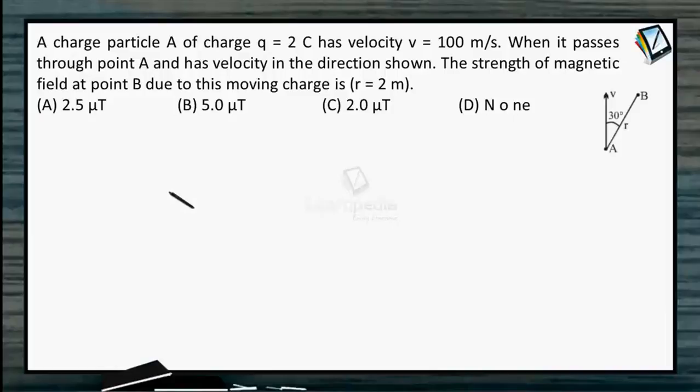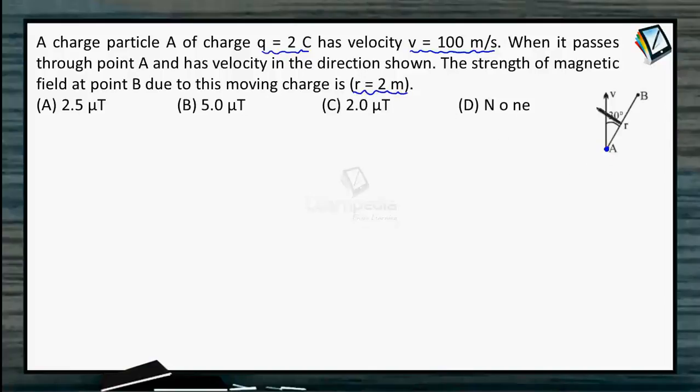A charged particle A having charge 2 coulomb has velocity v of 100 meter per second when it passes through point A, with the velocity in the direction shown at an angle of 30 degree with this particular line. The strength of magnetic field at point B due to this moving charge is to be found, where R is given to be 2 meter. So because of this moving charge, we have to calculate the magnetic field at this point.